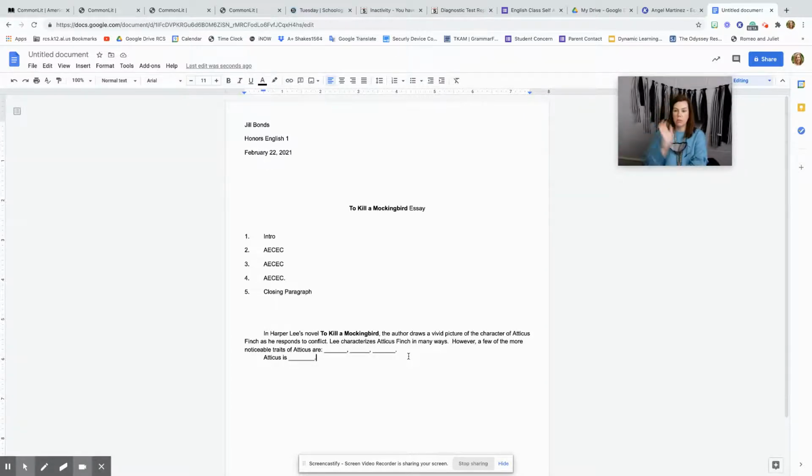One easy way to do that is: in the book, Harper Lee writes Atticus as, and then put your characteristic, like independent. And then you're going to follow with your evidence. Now, your evidence comes next. And remember, there can be no standalone quotes.